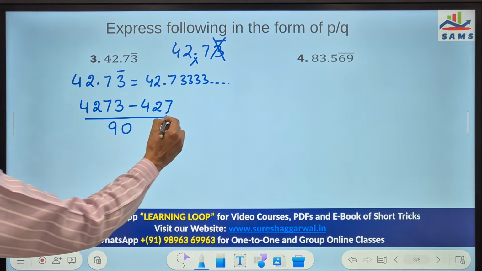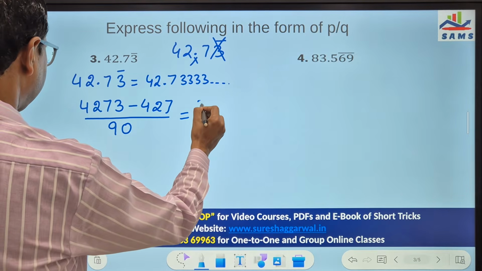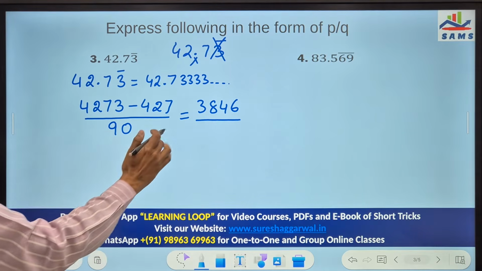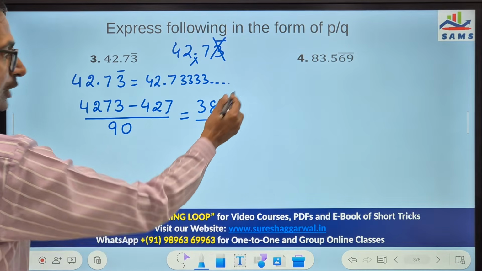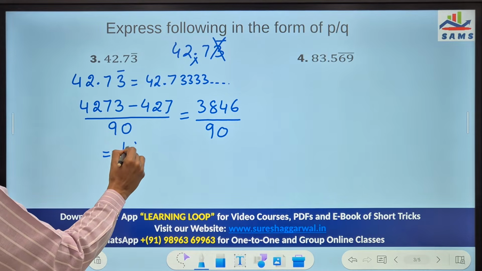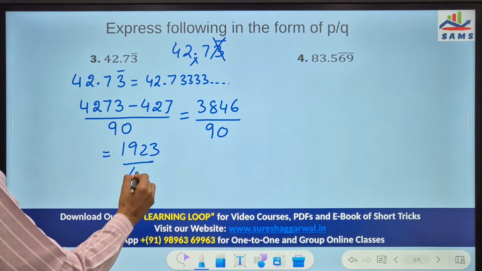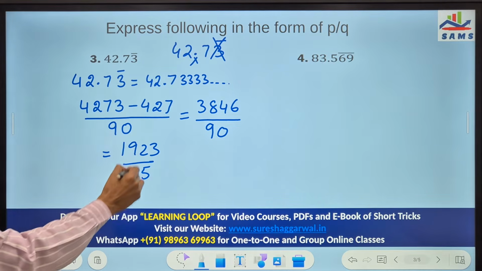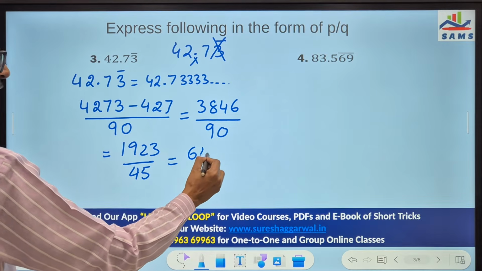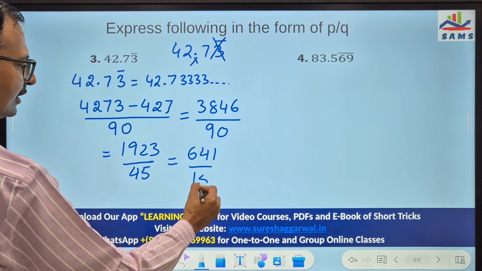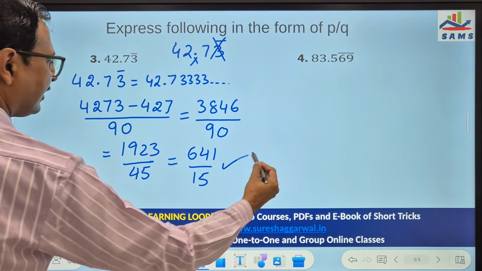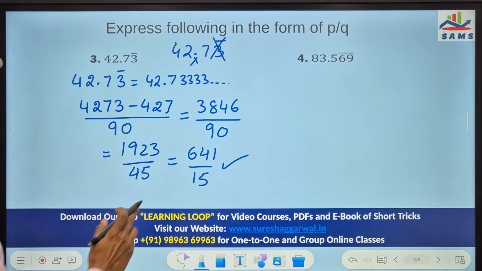4273 minus 427 gives you 3846, and divide that by 90. Reduce it to the lowest form, that is very important. Divide by 2, so you get 1923 divided by 45, and I think both of them are divisible by 3. 3 6s are 18, so 12 means 4 and a 1 and 15. Now I don't think they are divisible by 3 or 5, right? So 641 by 15 is the answer for the question.